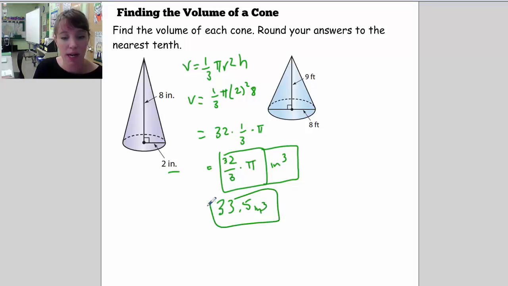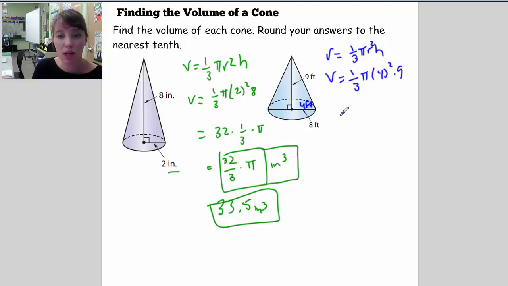Okay, for the next problem, I'm given a diameter. So if volume is equal to 1/3 pi r squared h, then what I don't want to think of this as 8, I want to think of this as 4 feet. So I have volume is equal to 1/3 pi r squared. I got to be careful. It's the second mistake I've made. So 4 squared times 9. So we have 4 squared is 16.